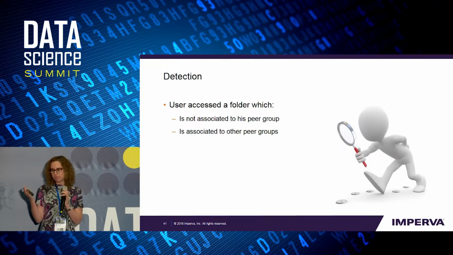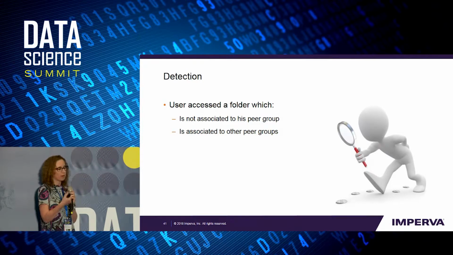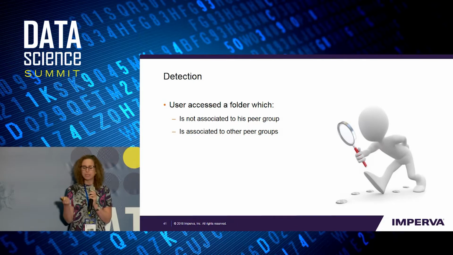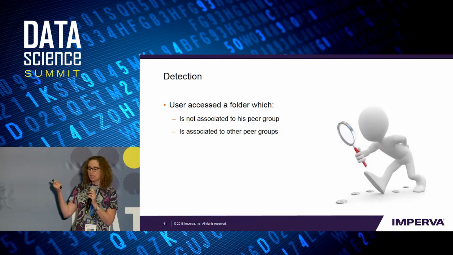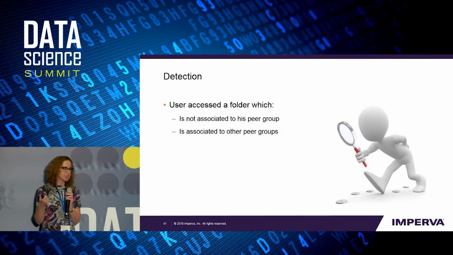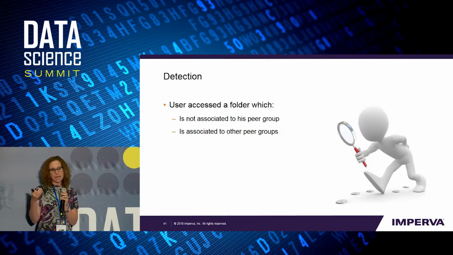Once we have the peer groups and we have for each peer group the folders that the users from this peer group are entitled to access, we can go to the detection part. The way that the detector works is that it would say that an activity is a suspicious activity if a user accesses a folder which is not associated with his or her peer group, but is associated with other peer groups.